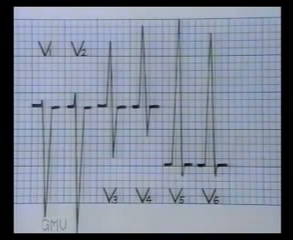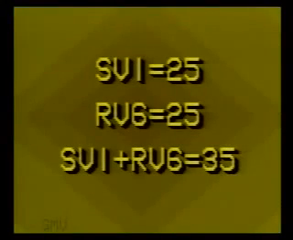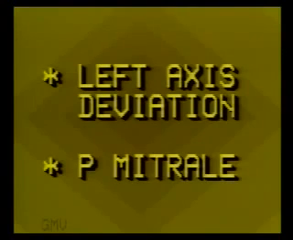So we have to measure the amplitudes of the S wave in leads V1 or V2, whichever is larger, and the amplitude of the R wave in V5 or V6, whichever is larger, to diagnose left ventricular hypertrophy. If any of these is more than 25 millimeters, SV1 or RV6, or if their addition is more than 35 millimeters, then a diagnosis of left ventricular hypertrophy is made. It will usually be associated with left axis deviation, and a P mitrale of left atrial hypertrophy may be seen in lead 2.